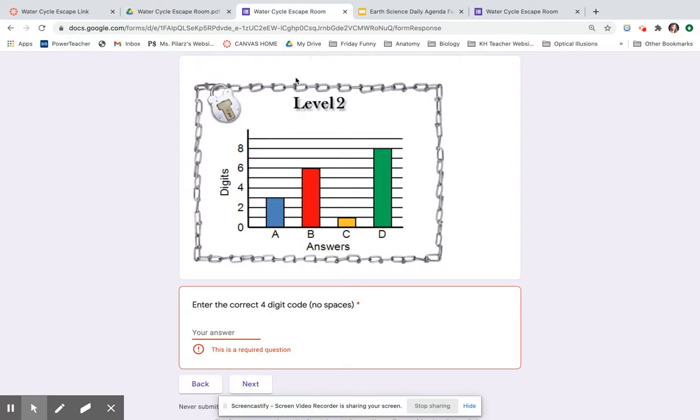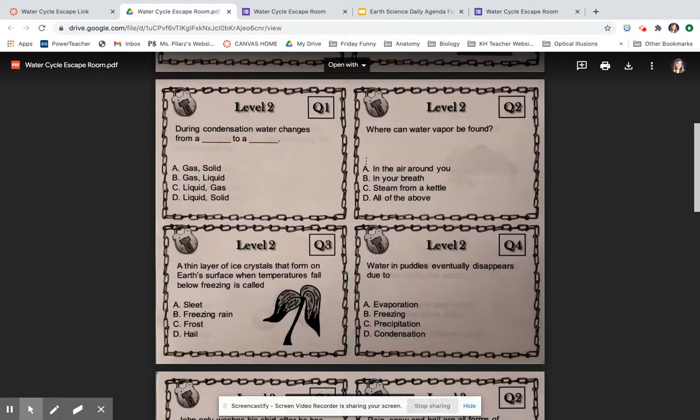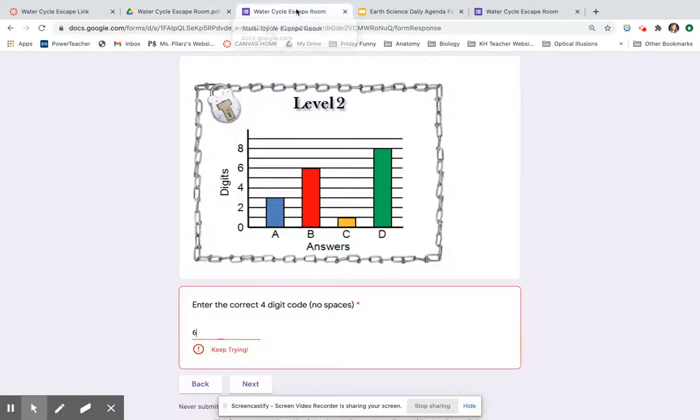So my first thing to decode, I said it was letter B. So I use that to figure out my first number I decoded is number 6. Okay. Then go to question number 2. Where can water vapor be found? So look at those answers, figure out if it's A, B, C, or D.